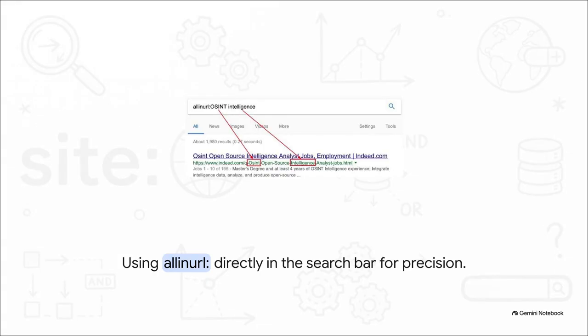Now, what's really interesting here is the practical demonstration of forcing Google's hand. Notice how the allinurl: operator is being used for the terms OSINT and intelligence. By doing this, we are commanding the search engine to only return results where both of those specific words are baked right into the web address itself. If those words happen to be in the text of the article, but not the URL, that page gets completely excluded. It's this exact level of precision that instantly cuts through the noise.